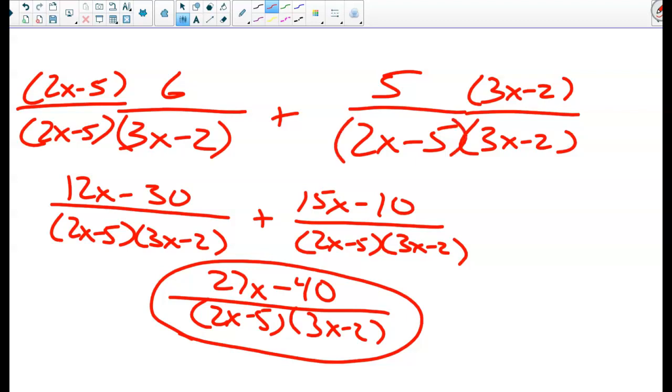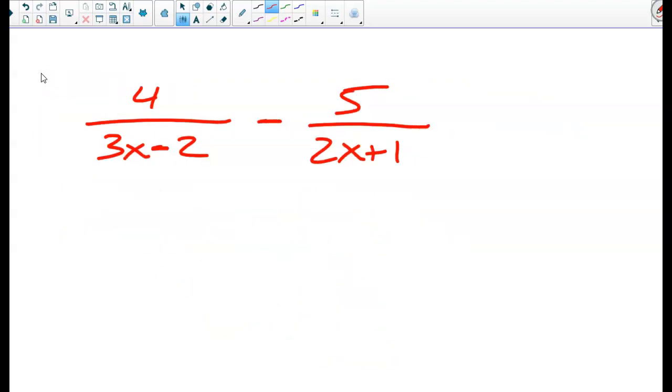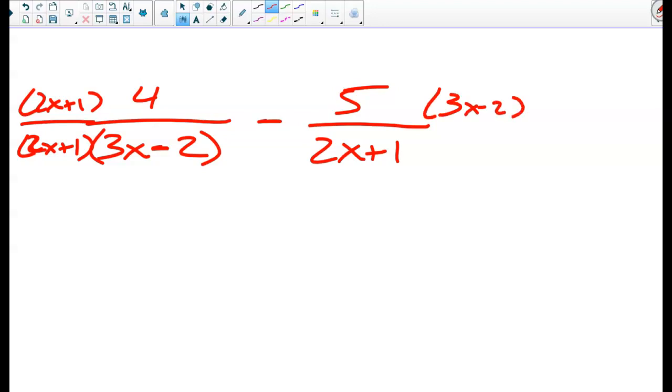I'm going to put parentheses around here as I should. So when we subtract, similar to addition, we need a common denominator. So I got to force that in with 2x plus 1 over 2x plus 1. And I'll put parentheses here. And then 3x minus 2 over 3x minus 2. And I put my parentheses there. I'm going to distribute up top.